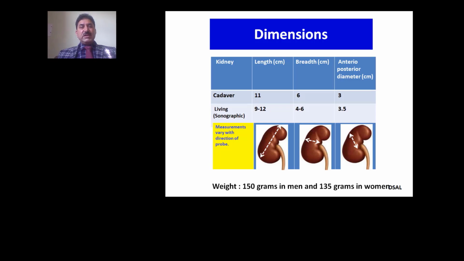In living state, we can take dimensions of the kidney using an ultrasound, and these dimensions are: length of the kidney is 9 to 12 centimeters, breadth is 4 to 6 centimeters, and anterior posterior diameter is 3.5 centimeters. In contrast, in cadaver, the dimensions are: length 11 centimeters, breadth 6 centimeters, and anterior posterior diameter 3 centimeters. Weight of the kidney in men is 150 grams, and in women it is 135 grams.